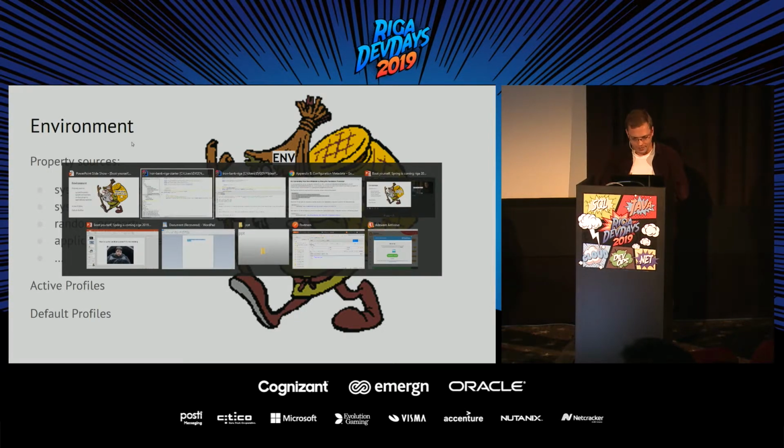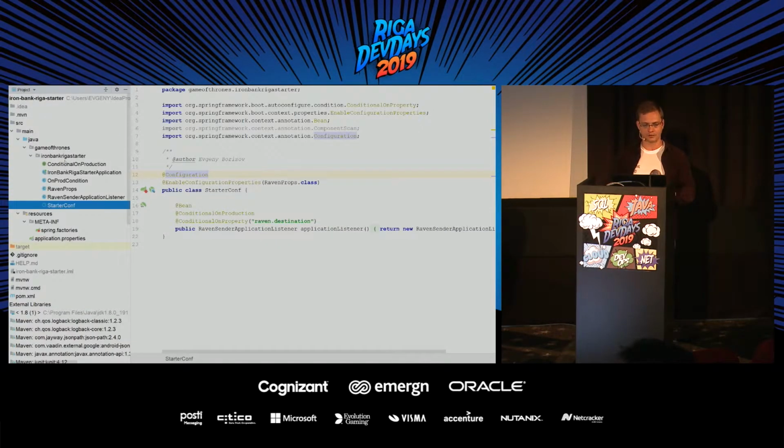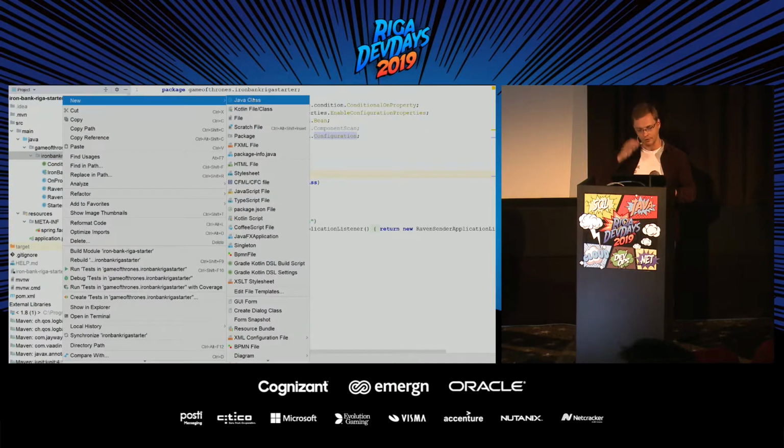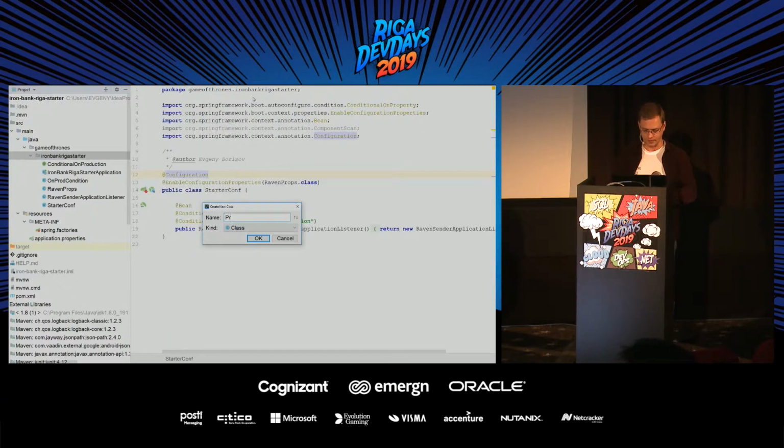So I'm going back to my starter, and I need to create a class. How can we call it? ProfileSentinel. Do you remember Sentinel? There is a song. Sentinel. ProfileSentinel, ApplicationContextInitializer.